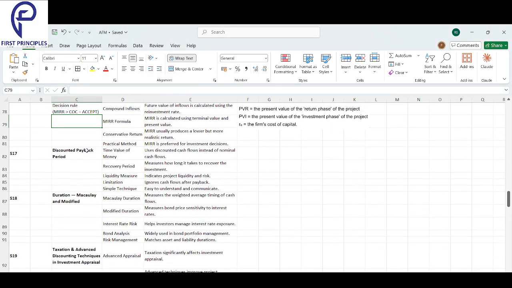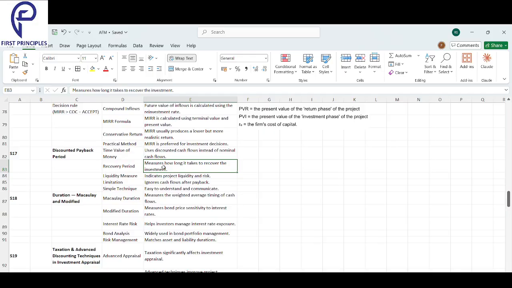So looking into the discounted payback here, let's make sense of this. What is happening in the discounted payback? What are we really understanding? When we talk about the discounted payback, it basically uses discounted cash flows, right? The difference from the payback period is that discounted payback uses discounted cash flows instead of nominal cash flows.